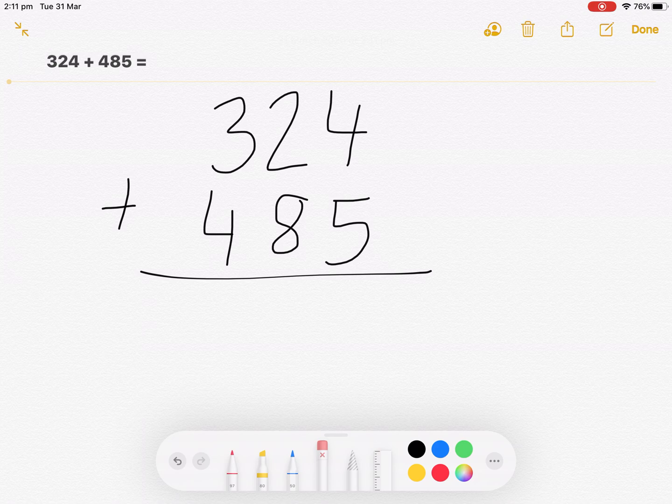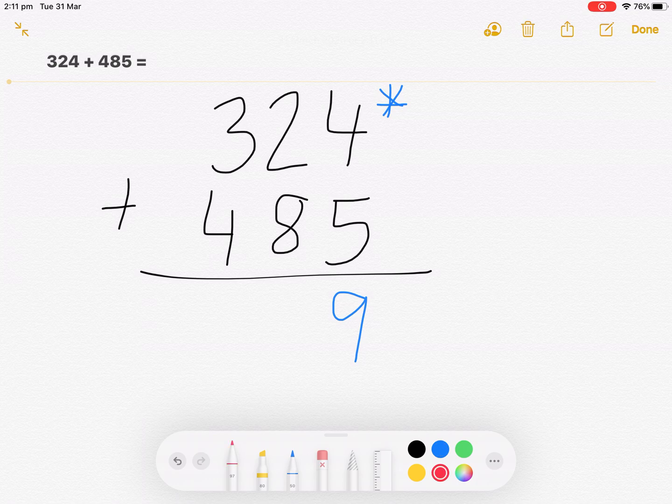Okay, in working out my answer, I start in the 1s column, which is here. 4 plus 5, which I know the answer to that is 9. Then I move across to my 10s column, and I have in my 10s column 2 plus 8, but the 2 in this number is actually worth 20. We know it's 324, so I've really got 20 plus 80. Now, 20 plus 80 equals 100, or 2 plus 8 equals 10.